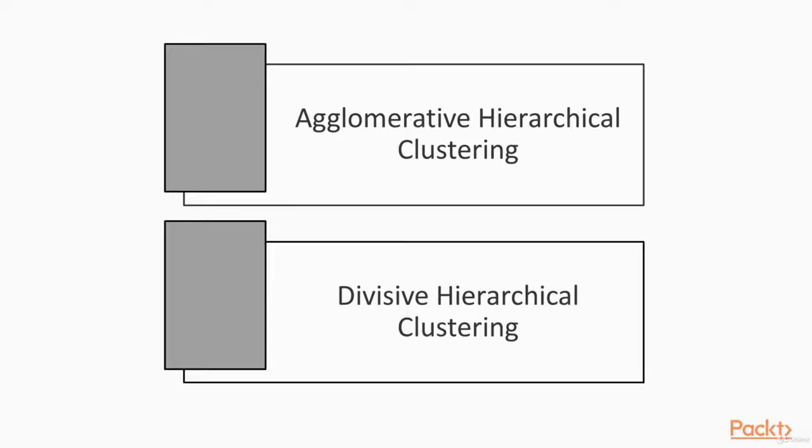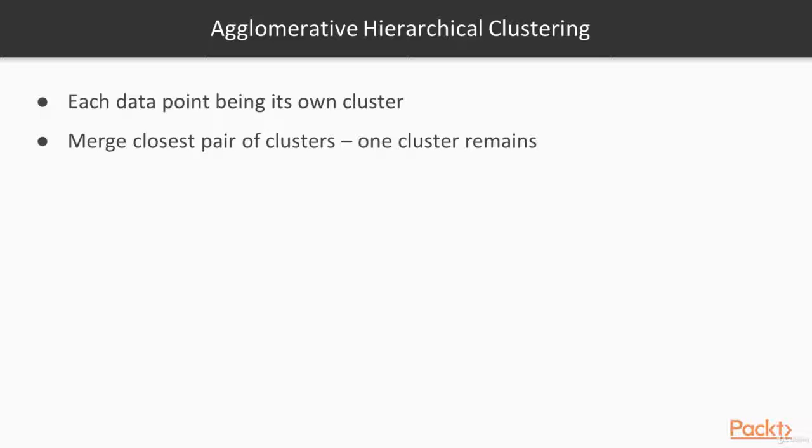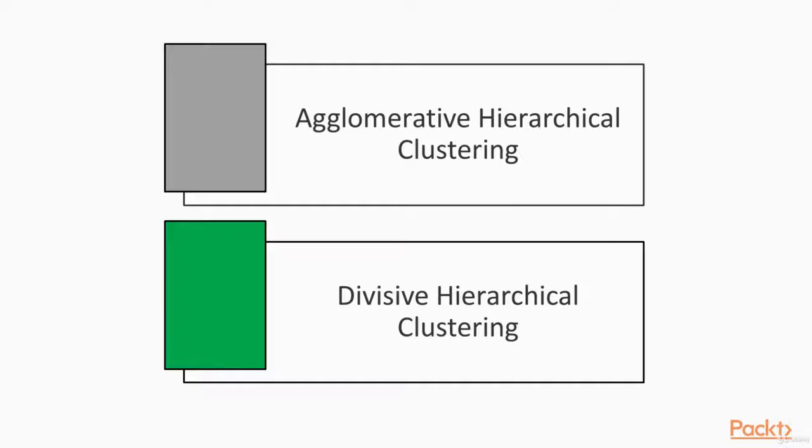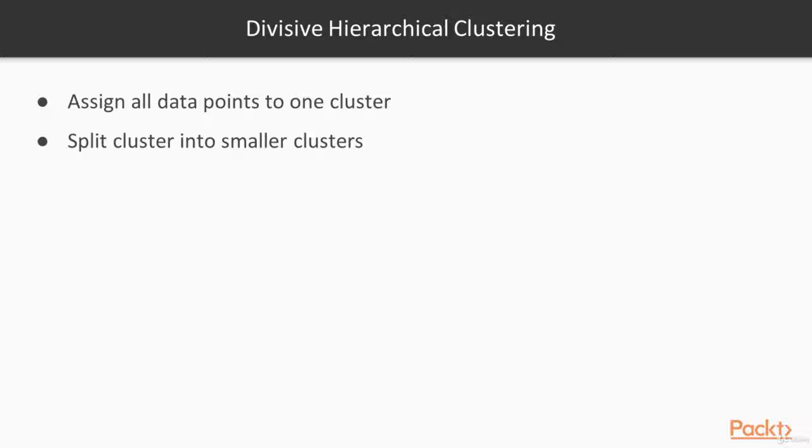Let's look at two approaches of hierarchical clustering. In agglomerative hierarchical clustering, we start with each data point potentially being its own cluster, and we subsequently merge the closest pair of clusters until only one cluster remains. In divisive hierarchical clustering, it's the other way round. We start by assigning all the data points to one and the same cluster, and we subsequently split the cluster into smaller clusters until each cluster contains only one sample.